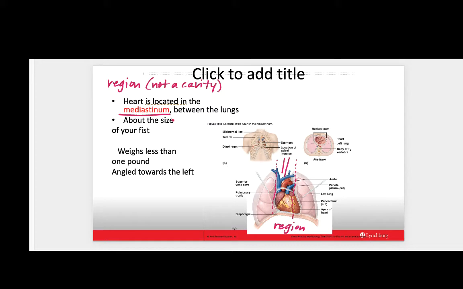Okay, the heart is about the size of your fist. So if you were to make a fist, that would give you an estimate of how big your heart is. It weighs less than a pound, which is amazing considering all of the things that it does for us. And it's angled towards the left.